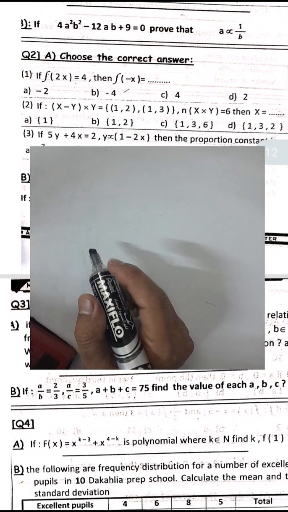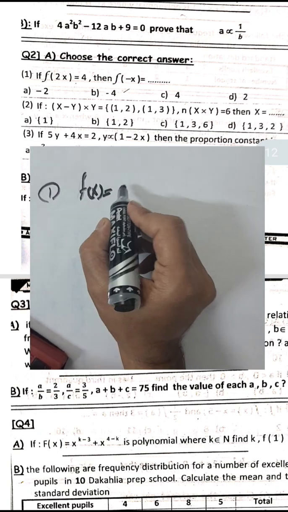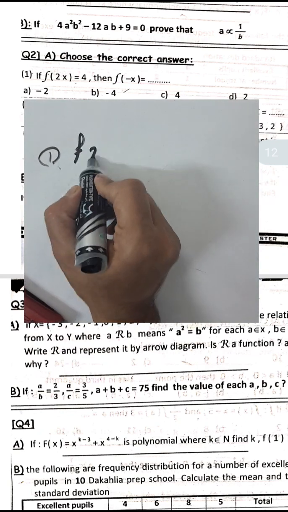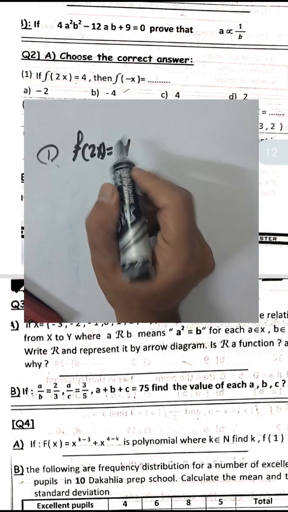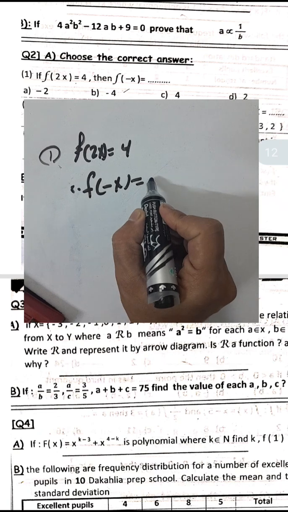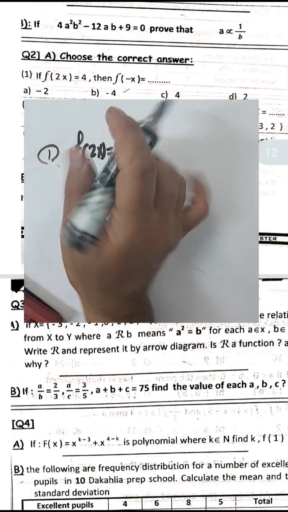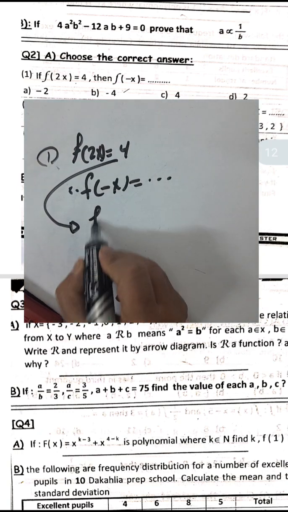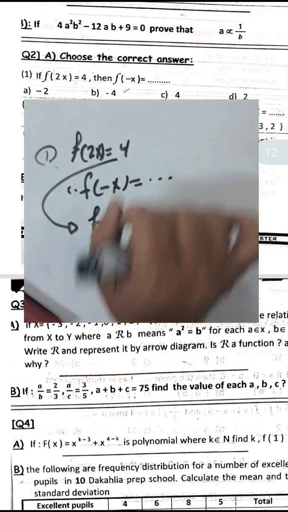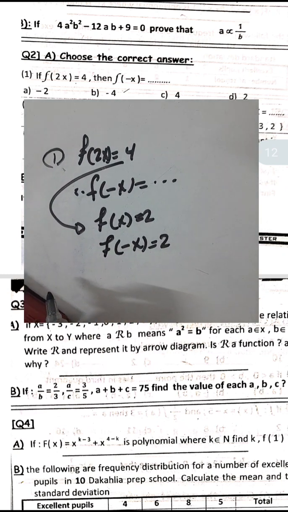Question number 1. Pay attention to this example. He gives us: if f of 2x equals 4, then f of negative x will be what? He wants to find the result. We have f of 2x equals 4. Then f of x will be what? We can divide by 2 on the left hand side and right hand side. Then f of negative x will be 2. Choose letter D.